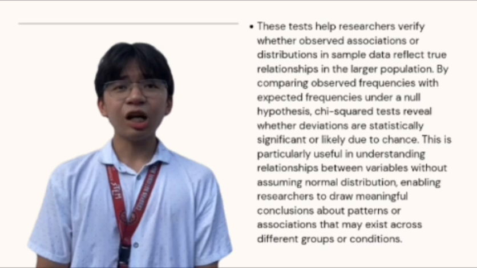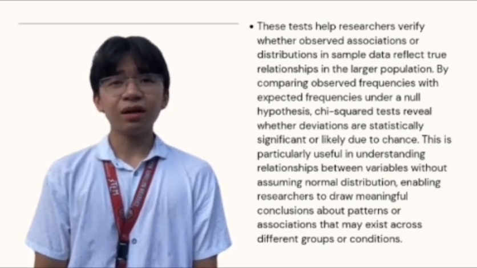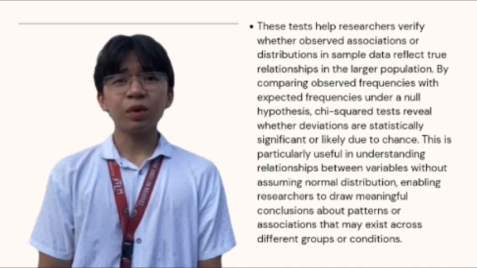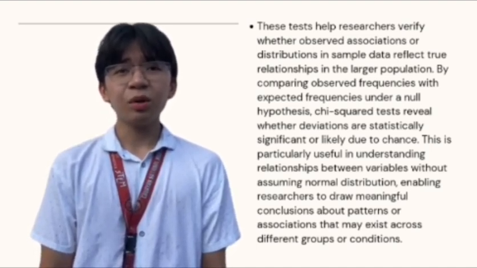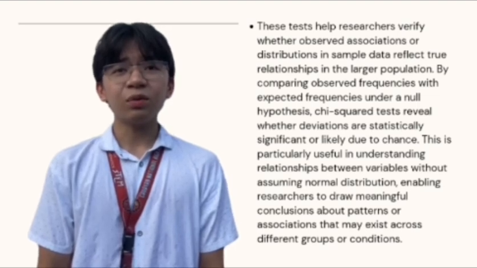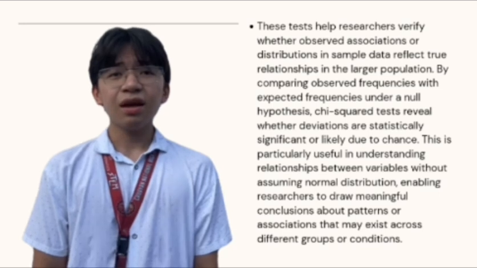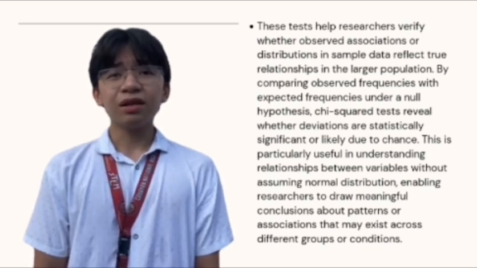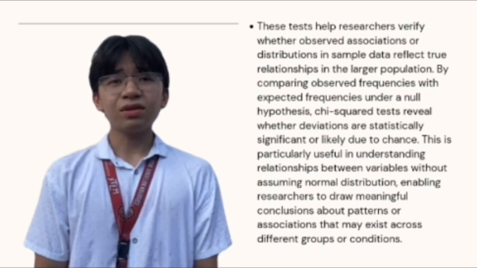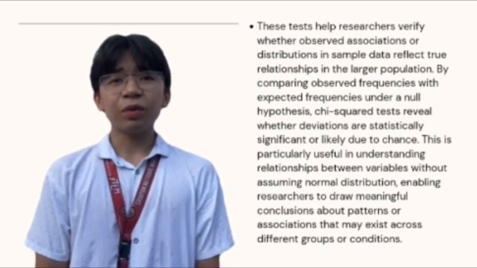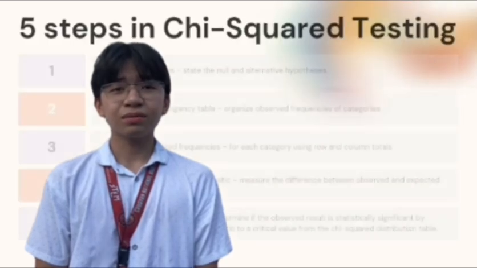These tests help researchers verify whether observed associations or distributions in sample data reflect true relationships in a larger population. By comparing observed frequencies with expected frequencies under a null hypothesis, chi-squared tests reveal whether deviations are statistically significant or likely due to chance. This is particularly useful in understanding relationships between variables without assuming normal distribution, enabling researchers to draw meaningful conclusions about patterns or associations that may exist across different groups or conditions.